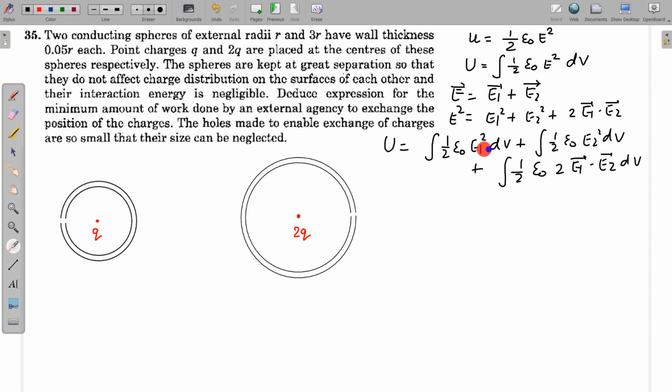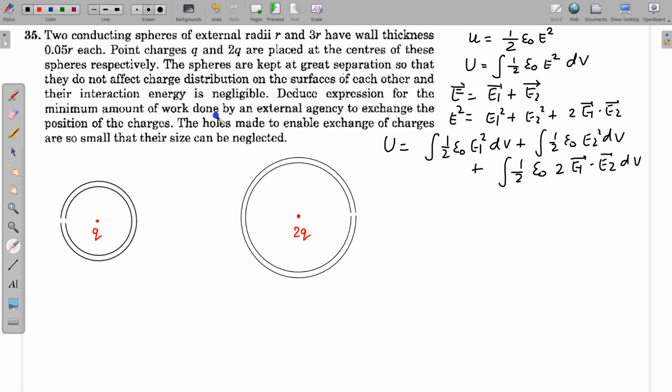So this is the self energy of charge system number 1, and this is the interaction energy. In this particular question we have to neglect the interaction term, so we have to neglect this integration, and obviously we have to find the self energy, or the energy due to the electric field of charge number 1 and the electric field due to charge number 2 only. So we have to just find the self energy.